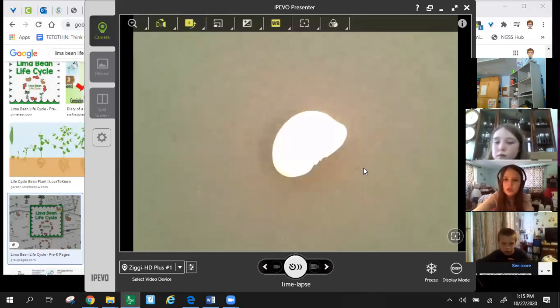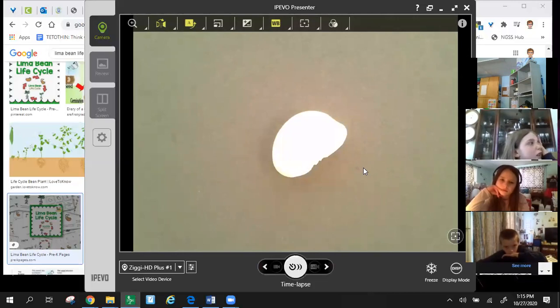Raise your hand if you have not gotten a seed yet. I have two of them. Oh. Did you get one? Raise your hand if you did not get one. Okay. I never see one.